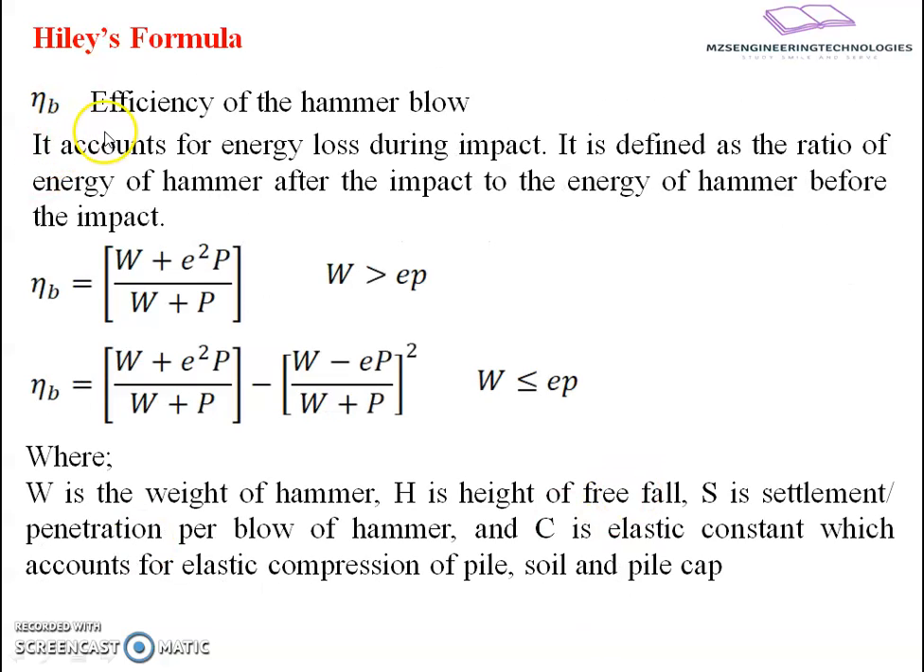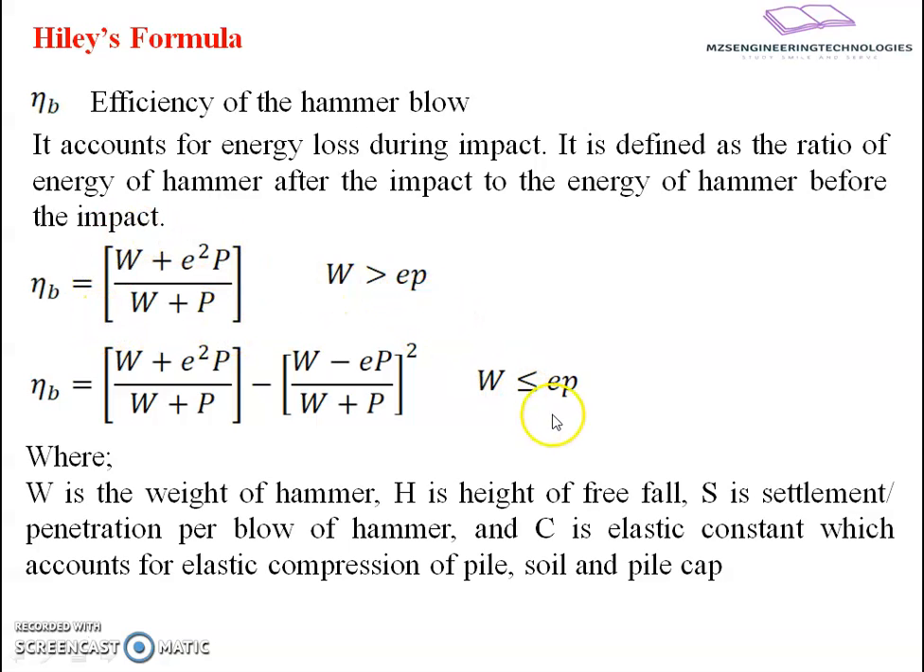Now eta B is defined as the efficiency of hammer blows, which is the ratio of the energy of the hammer after the impact to the energy of the hammer before the impact. To account for this eta B, the formulation is given as W plus E square P divided by W plus P, where W is the weight of the hammer, E is the coefficient of restitution depending upon the material type and the material surface character, and P is the weight of the pile. When the weight of the hammer is greater than the product E into P, then this formulation is used.